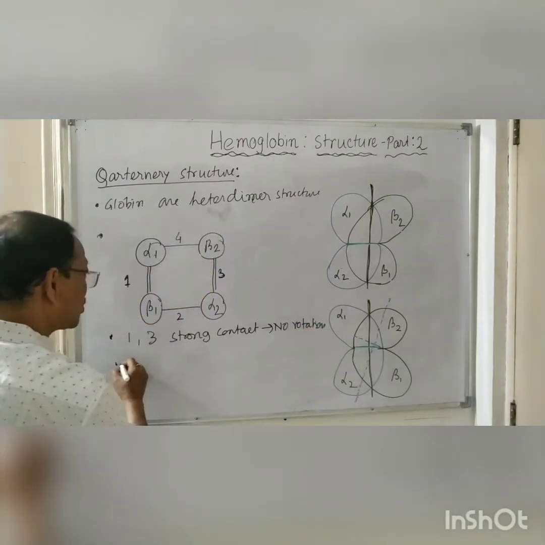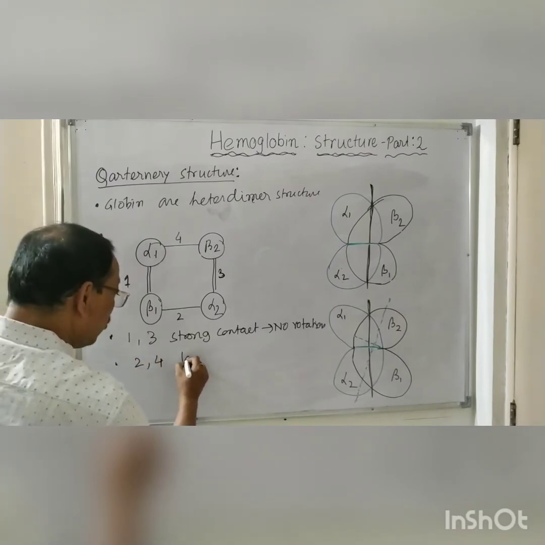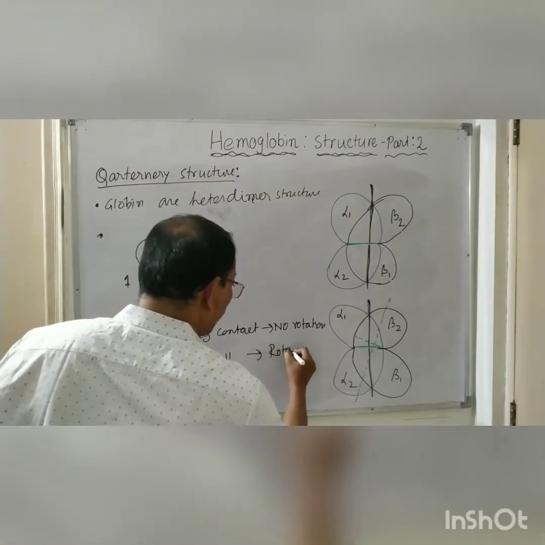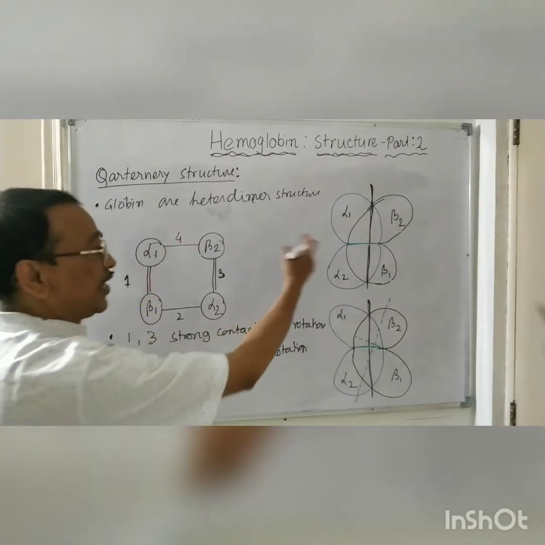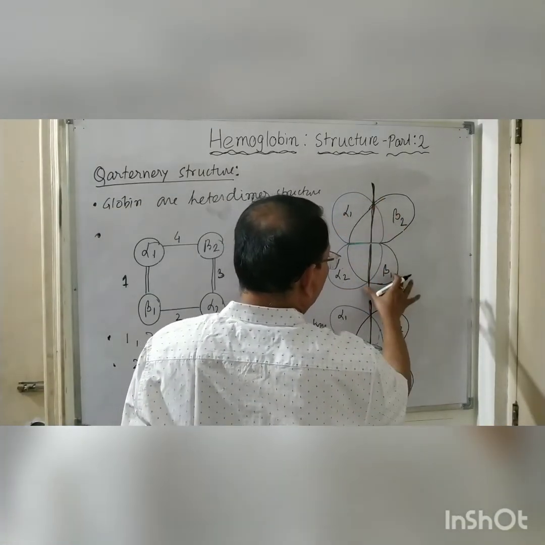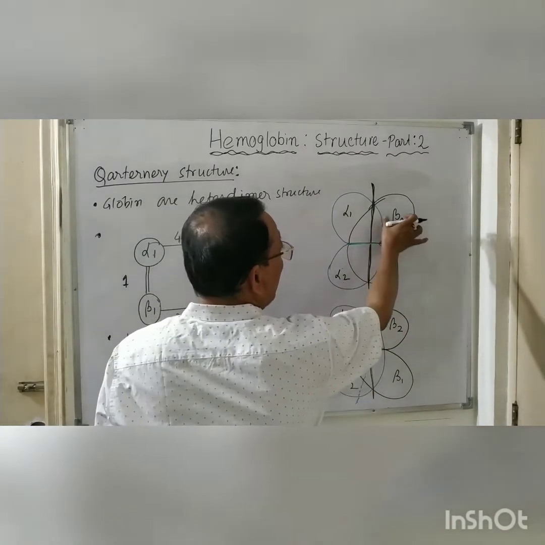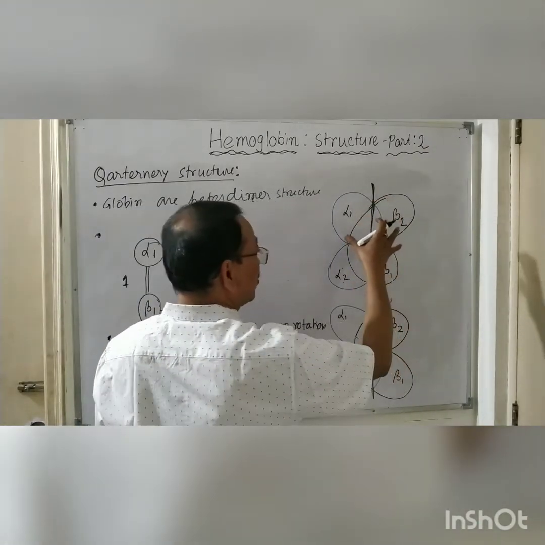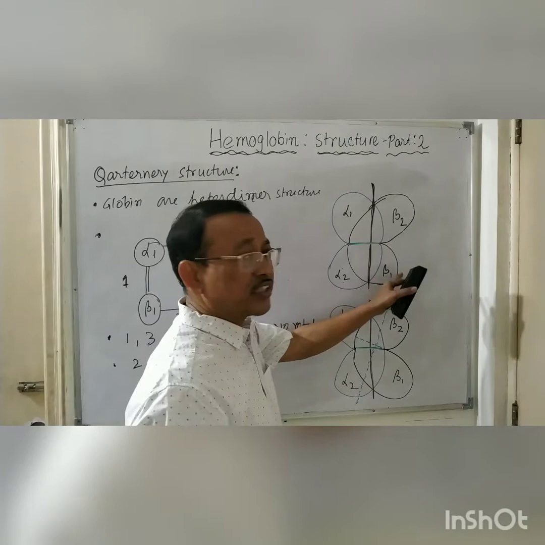Whereas rotation is possible at contact points 2 and 4, there is a loose contact, and here rotation is possible. During the oxygenation process, rotation is possible at the alpha 1 beta 2. So here you see, suppose this is the alpha 1 and beta 1 heterodimer, and this is the alpha 2 and beta 2 heterodimer. This is the configurational change of the quaternary structure of the hemoglobin molecule in the deoxygenated state.